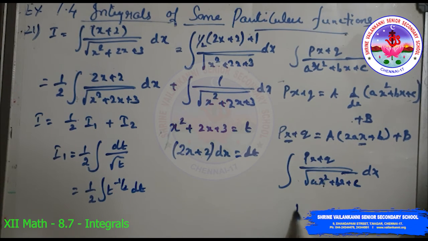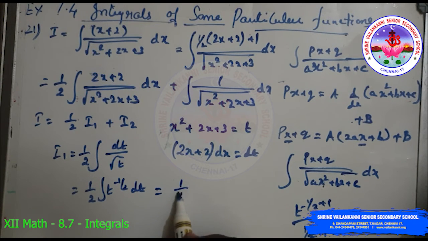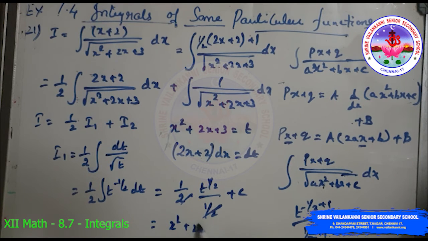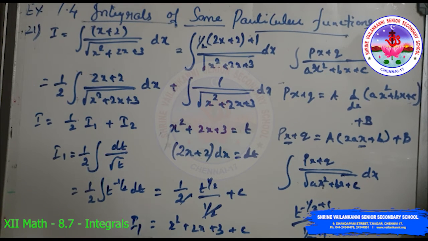So using the formula, t power minus half plus 1 by half plus 1, which is equal to half of t power minus half plus 1 is t power half, so t power half by half plus c. So cancelling 2 and replacing t, t is x square plus 2x plus 3 plus c. So I1 is root of x square plus 2x plus 3 plus c.